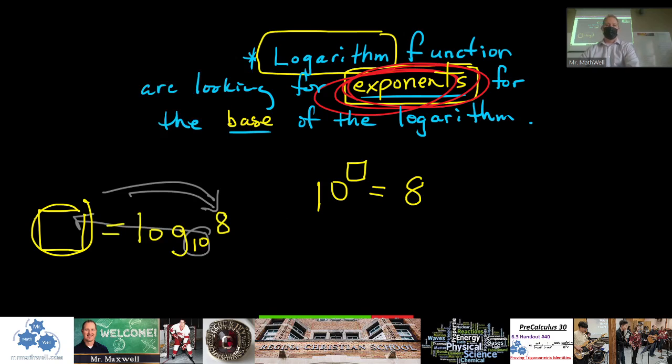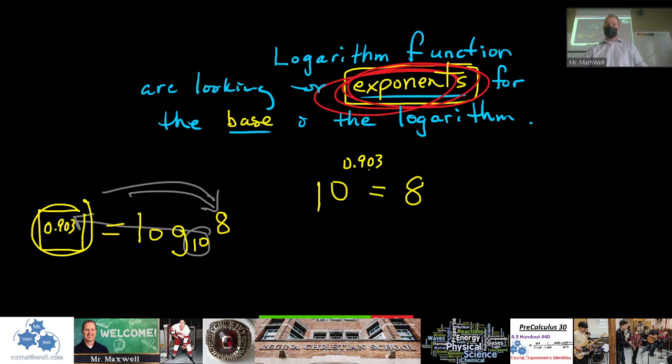What that means is 0.903 is the exponent here. It's the exponent that would go on 10 to produce 8. So 10 to the power of 0.903 is going to be pretty close to 8, 7.99 maybe, because we rounded.